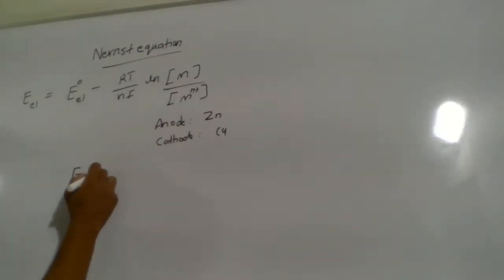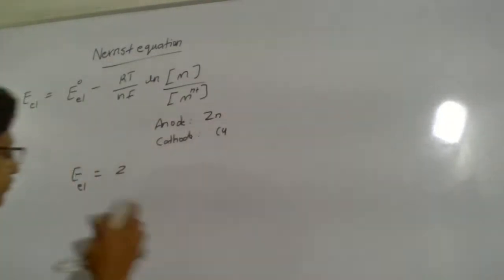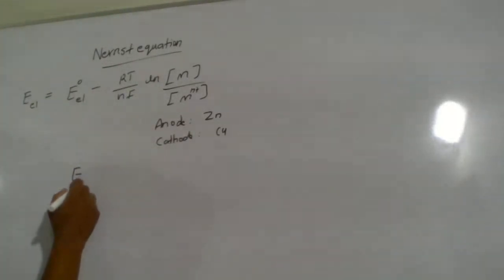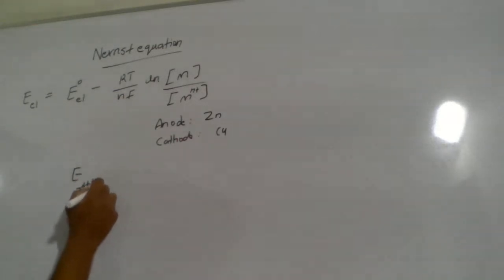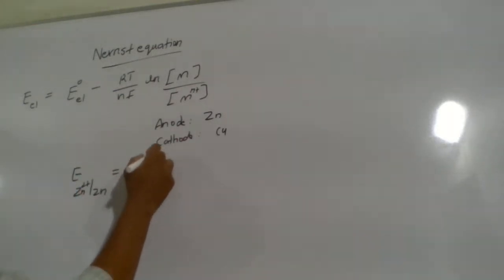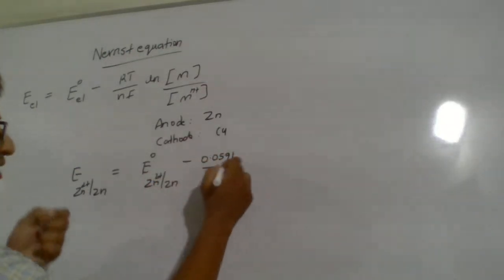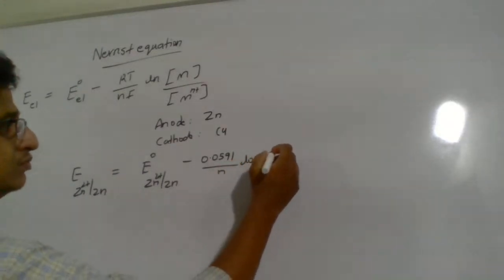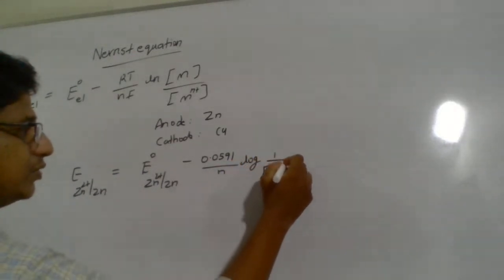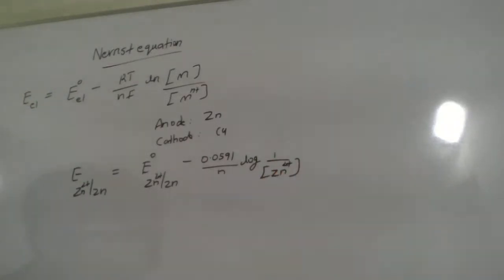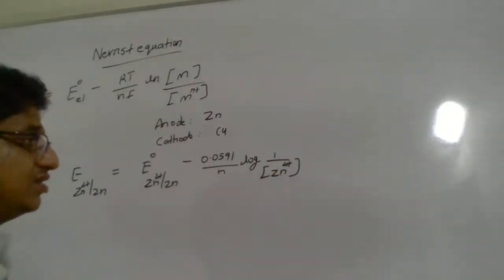The electrode potential of zinc, E Zn2+ | Zn, will be equal to E0 Zn2+ | Zn minus 0.0591 divided by n log 1 by concentration of Zn2+. This will be the electrode potential of zinc if you apply the Nernst equation.